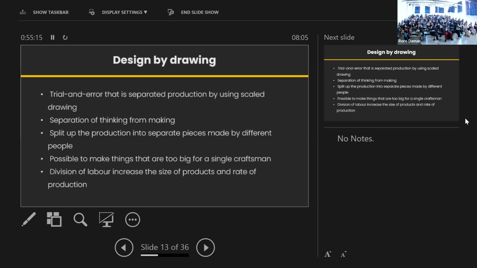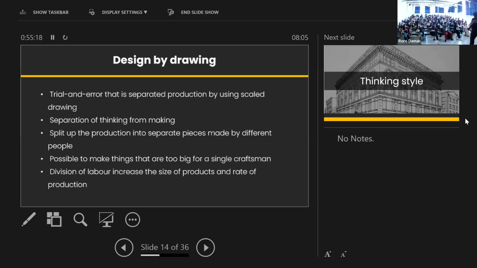Probably next, this is the benefit that we get from designing by drawing, because trial and error is separated from production by using scale drawing. We can try to lessen the trial and error by using scale drawing, and try to predict.